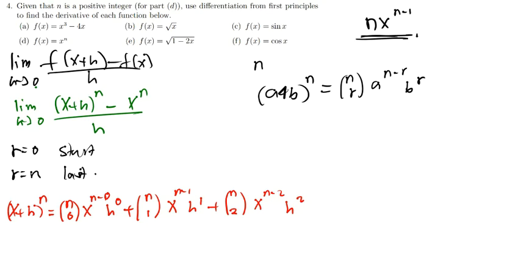So this will keep on going. We don't know where it's going to end, but it's going to end at n choose n, which is x raised to the power n minus n, where r is n, then h raised to the power n. Now what happens here, guys? What are we going to do? Let us try to simplify this.